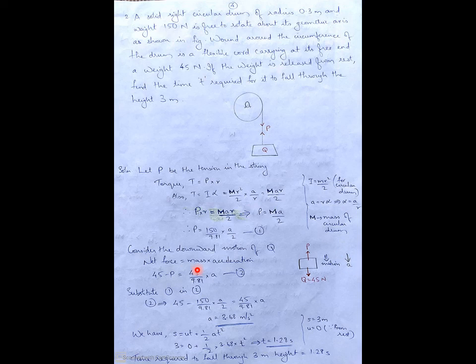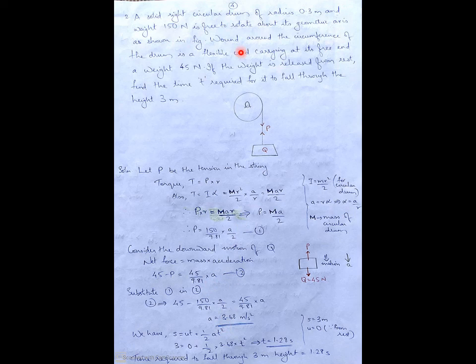So by Newton's second law, net force equal to mass into acceleration. Net force in the direction of motion is 45 minus P equal to mass, that is 45 divided by 9.81 into A. So this is equation 2. Substitute equation 1 in equation 2, you will be getting the acceleration.